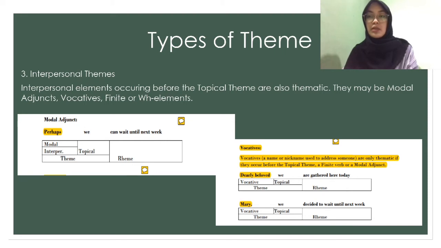As for vocatives, a vocative is a name or nickname used to address someone, and it is only thematic if it occurs before the topical theme, a finite verb, or a modal adjunct. For example, "Dearly beloved, we are gathered here today." "Dearly beloved" is vocative, "we" is topical, and this is the theme. "Are gathered here today" is the rheme. The other example is "Mary, we decided to wait until next week." "Mary" is vocative, "we" is topical, and this is the theme. "Decided to wait until next week" is the rheme.